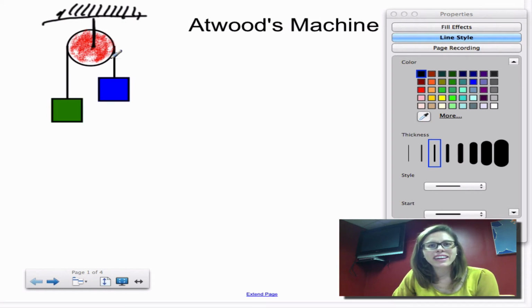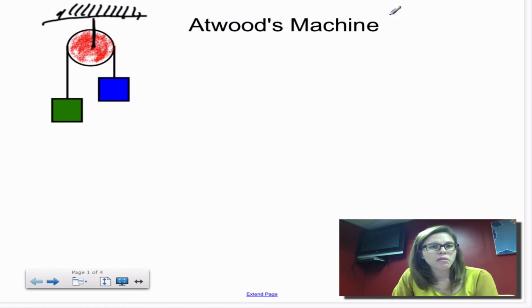Hi, welcome back. So today we are going to talk about something called an Atwood machine. And we're going to start very simple and then build on it throughout the semester.